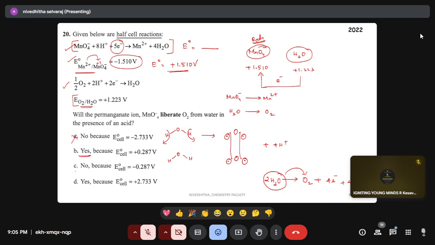Not first one and third one. And we have to find the value of E naught cell. What is the formula to calculate E naught cell? E naught cathode minus E naught anode. The species which is getting reduced is considered to be cathode, and the potential is 1.510, and anode's potential is 1.223. Now, could you please calculate the value of E naught cell? 0.287, ma'am. Definitely it is positive. So answer is option B.